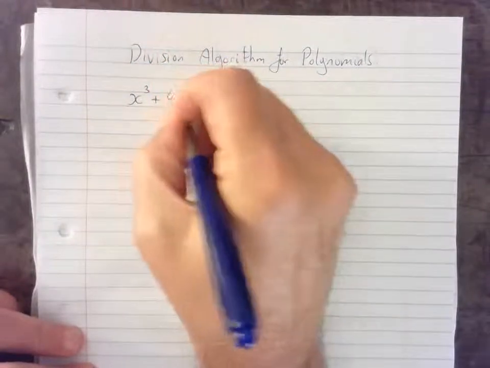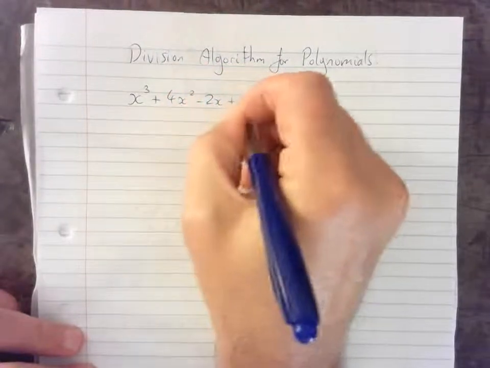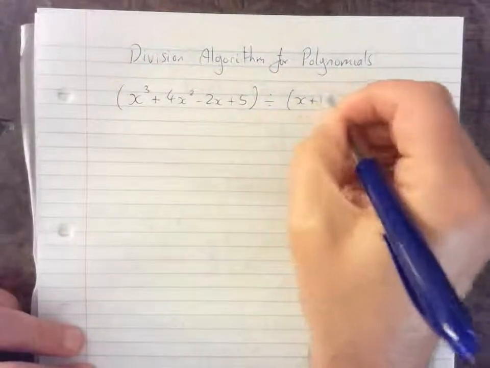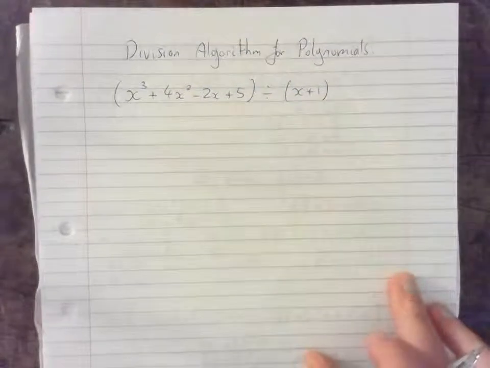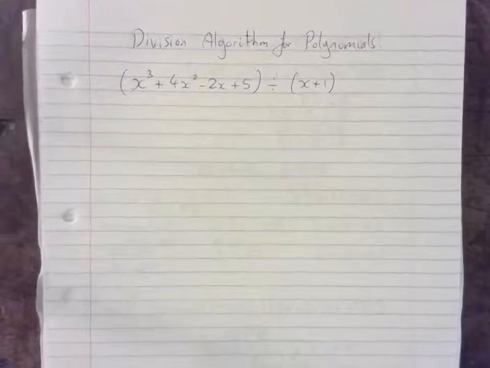So let's say I've got x cubed plus 4x squared minus 2x plus 5, and I want to divide that by x plus 1. Now, before we go ahead and do that, let's just consider an example with numbers and get the general idea about how all this works.